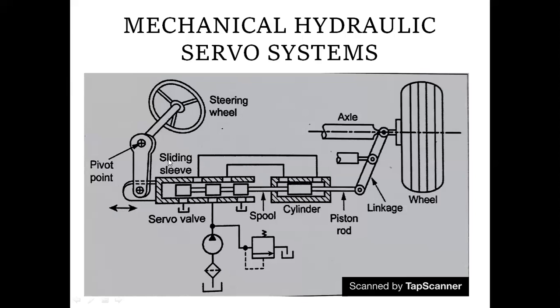So what happens actually here? We are involving the parts: steering wheel, pivot point, and servo system. So this is the main thing, the servo system. This part is the servo system, where the pressurized fluid from the pump enters the system, and then according to the movement of the spool. So we are having three types of spools.